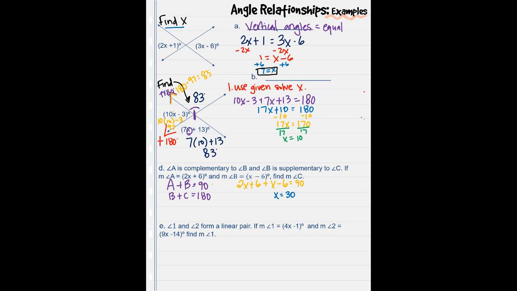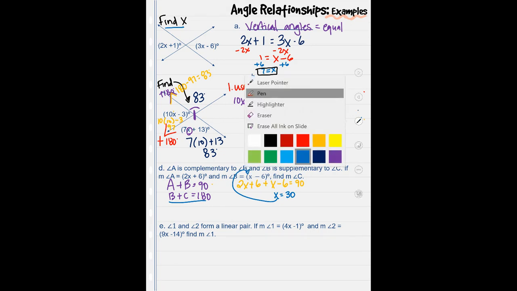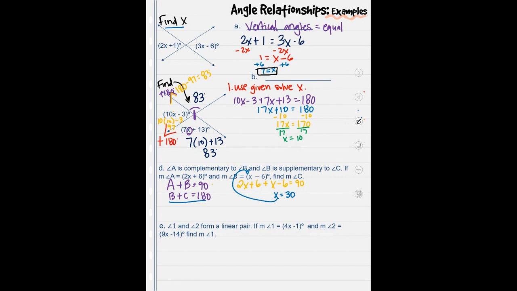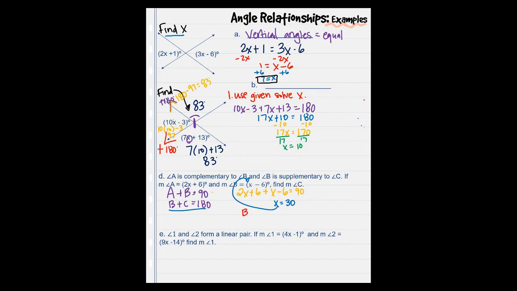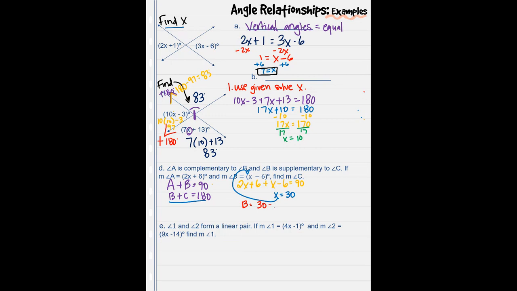Okay, so that's not what it's asking for. It's asking for the angle C. Well, this formula we got over here says that if we know what B is, then we can find C. Since we know what x is, I can plug x in here to find B. So let's do that. So B is 30 minus 6. So angle B is 24.